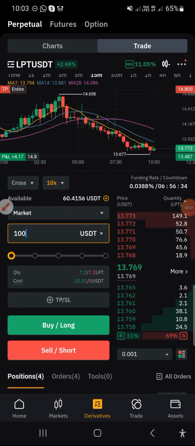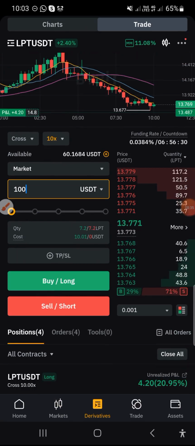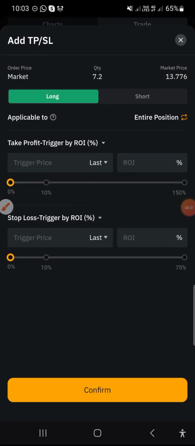So after you've put the amount, all you need to do is set your take profit, which I've already taught you. Like I said, stop using stop loss if you are using our strategy. But if you are not using our strategy and you just want to trade on your own, you can use stop loss to avoid losing or getting liquidated. But if you are using our strategy, you don't need to set stop loss because you are not losing any money.